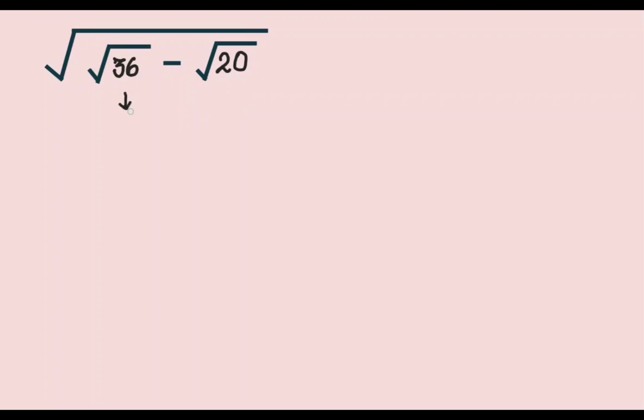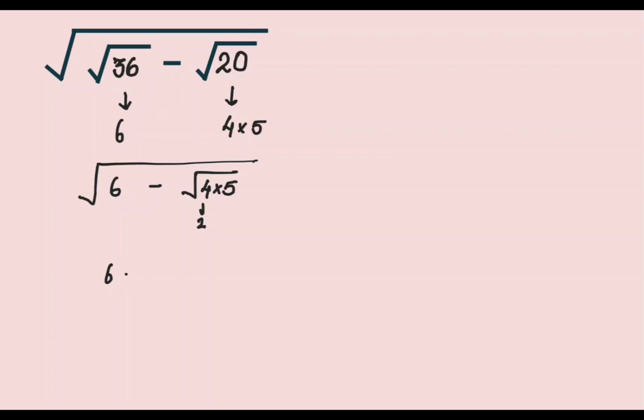Square root of 36 is 6 and 20 can be written as 4 into 5. This becomes 6 minus square root of 4 into 5. Square root of 4 is 2, so rewrite this as 6 minus 2 root 5. We can rewrite this as 2 into 1 into under root of 5.